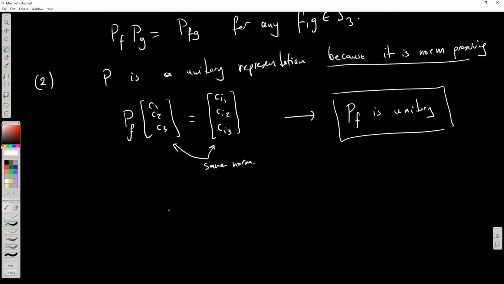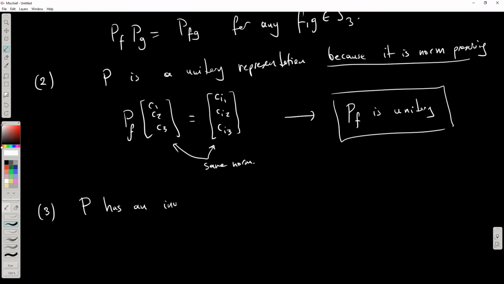So basically, orthogonal is a unitary matrix with real entries. That's it. Number 3. What was number 3? I forgot. So P has a natural invariant subspace.